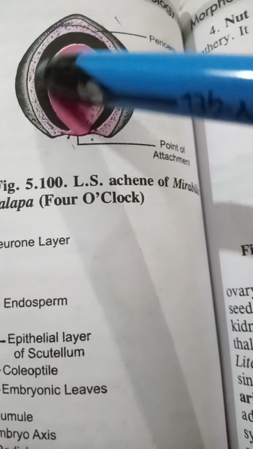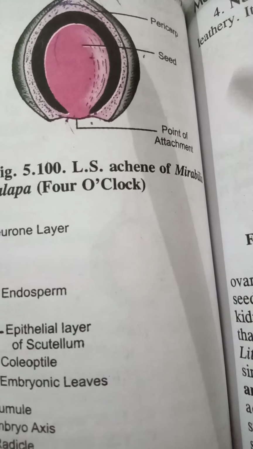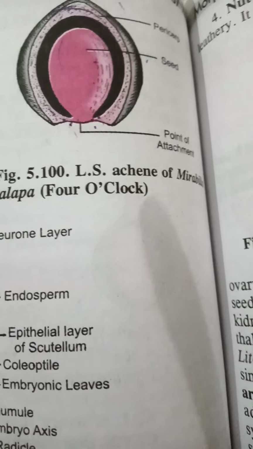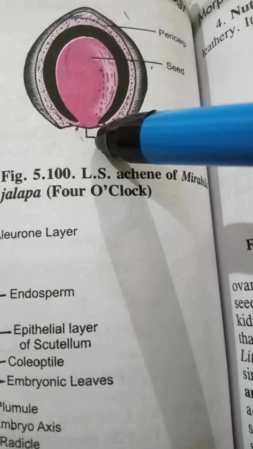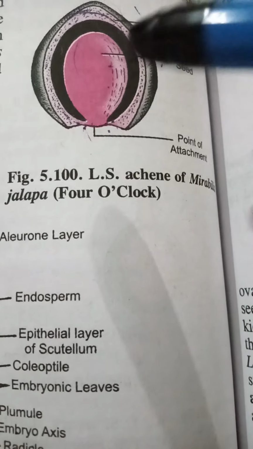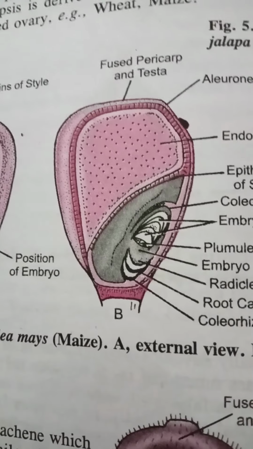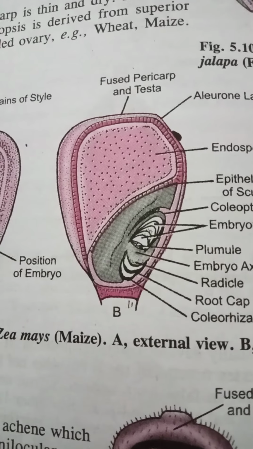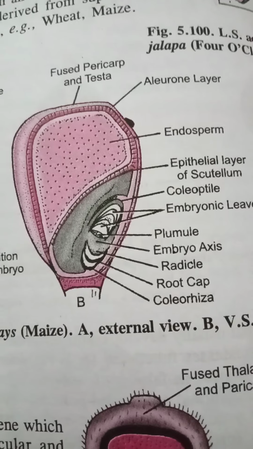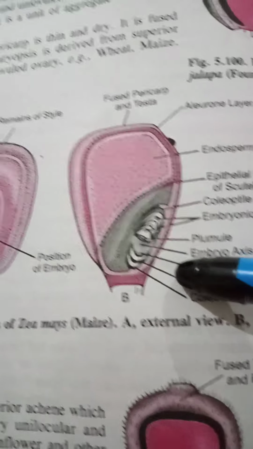As you can see, this is the seed, this is the ovule, this is the pericarp, this is the fruit. And here the seed remains attached to the pericarp only at one point, isn't it? As you can see, the other portion is free from the pericarp. Then the second type is the caryopsis. Caryopsis, we also call it the grain. Here the pericarp is thin and dry and is fused with the seed coat throughout. It is derived from the superior unilocular ovary, and we observe this in maize, Zea mays.